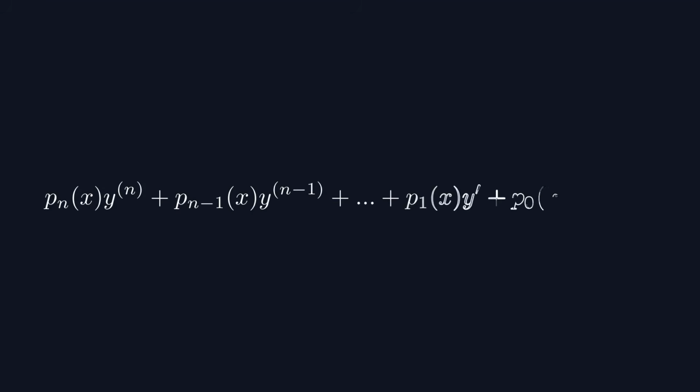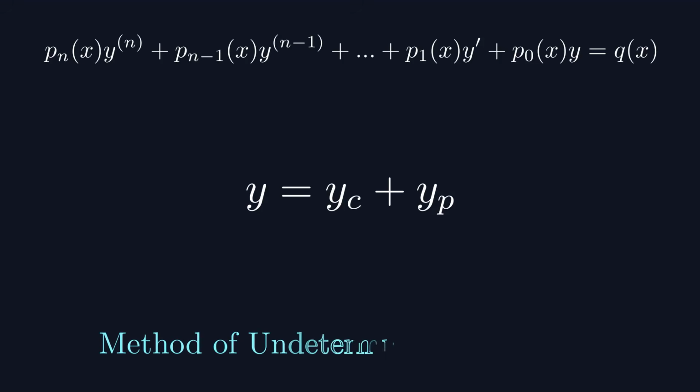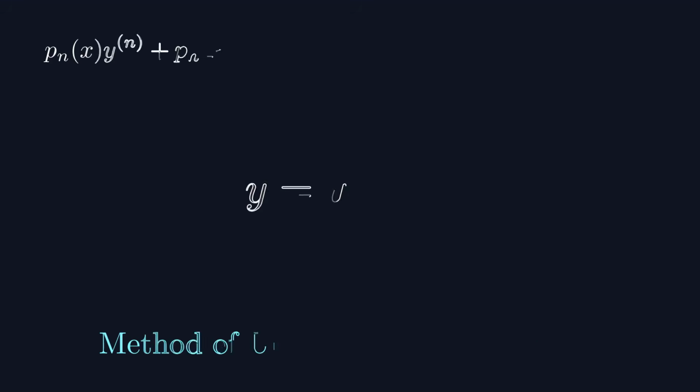Let's go back to the non-homogeneous case. The general solution is actually still the solution in the homogeneous case. We'll label it as y sub c, plus something called the particular solution, labeled y sub p. How do we get y sub p? This is where the method of undetermined coefficients comes in. I think it's best to explain this concept with an example right away.